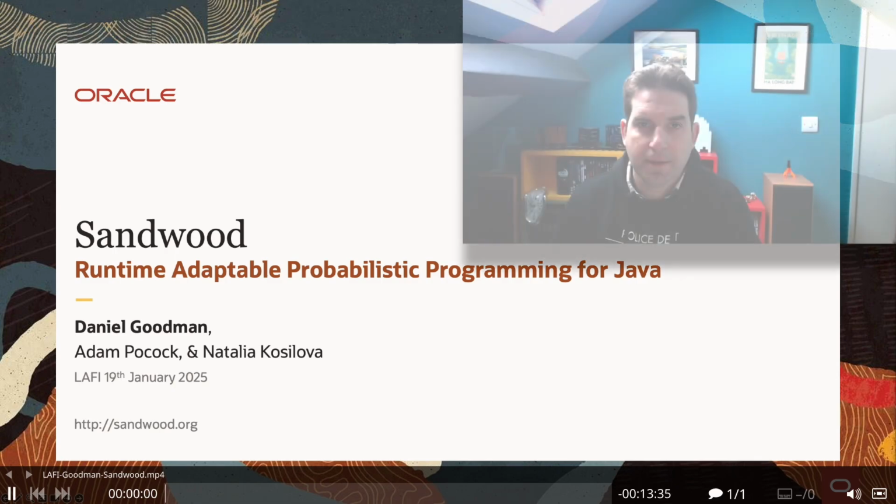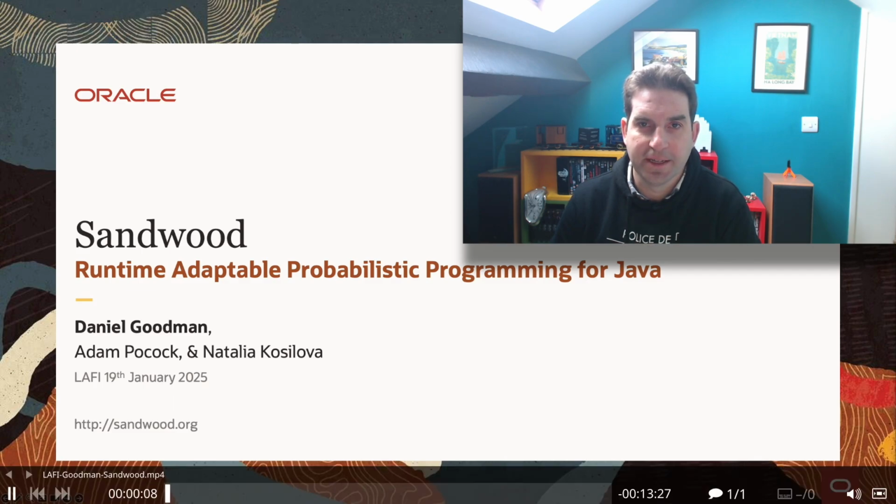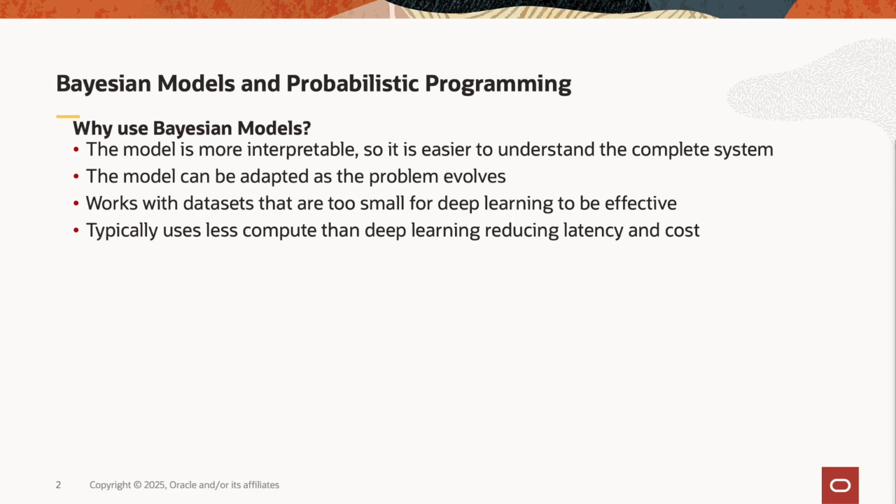Today I'm going to talk about Sandwood, which is an open source Java-like probabilistic programming language from Oracle Labs. Unfortunately, I can't be here in person to present today, but I'm online to answer questions at the end of the talk. Many of you will already be familiar with the idea of probabilistic programming, but I'm going to do a quick recap for those who've not come across it before.